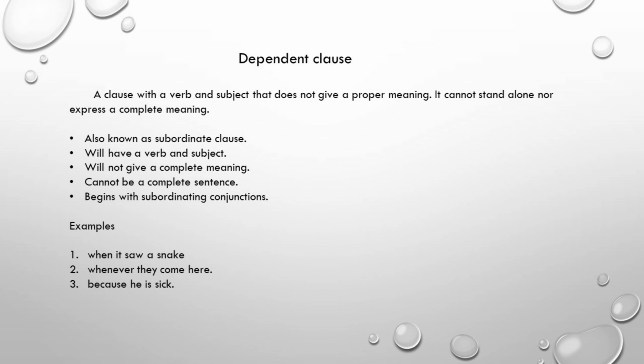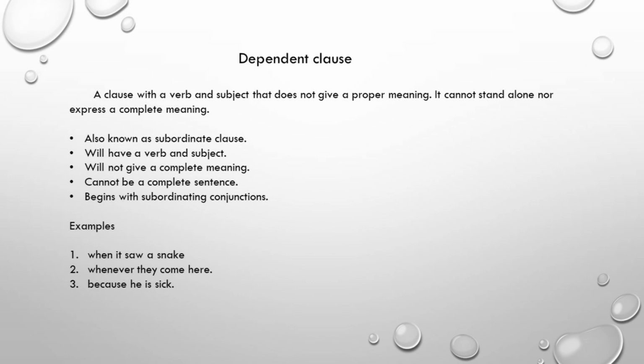And there is one more thing you have to remember. Mostly dependent clauses begin with subordinating conjunction. Let's look at some examples so that you'll understand better. When it saw a snake. In this example, you have a subject it, you have a verb saw, but still this clause doesn't give a complete meaning, so it doesn't make a complete sentence as well. And that makes it a dependent clause. And this example begins with when, which is a subordinating conjunction. The next example is whenever they come here.